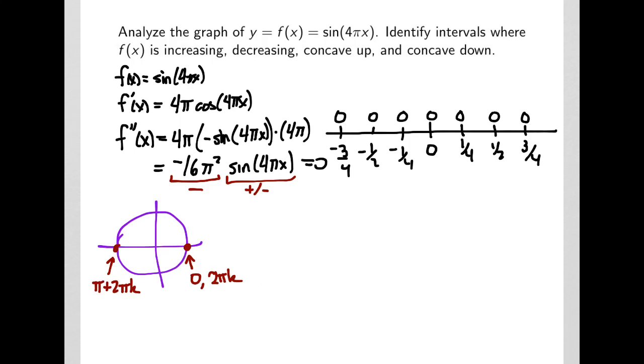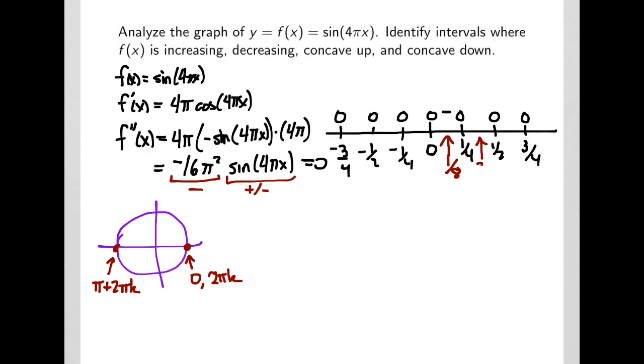Now that I know the spots where it equals 0, I need to look at the intervals in between, and I pick some points. So for example, in this interval might be the number 1/8, and so if I put x equals 1/8 into my derivative, 4 pi times 1/8 is pi over 2. So here I am at pi over 2, and the sine at pi over 2 is 1 times negative 16 pi squared. That gives me a negative value. So I've discovered that on that interval it's negative.